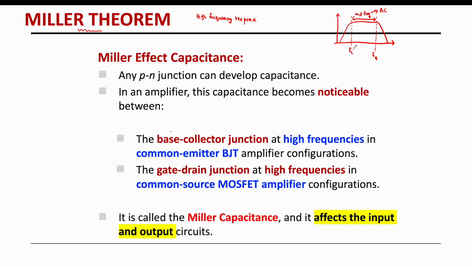During the low frequency, as we have learned before, we consider all the capacitances, the coupling capacitance and the bypass capacitance, and from our calculation we can determine which frequency is dominant, which frequency that comes from the capacitance is dominant, that will be located at this point. Today we're going to look at the high frequency range.